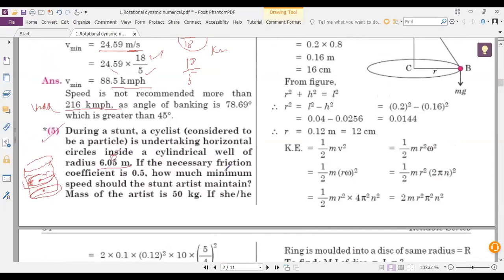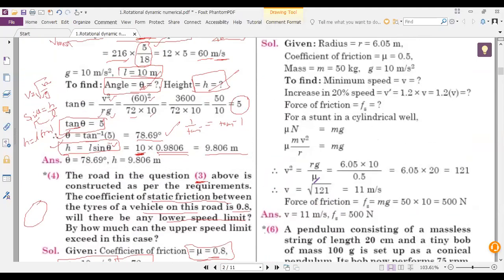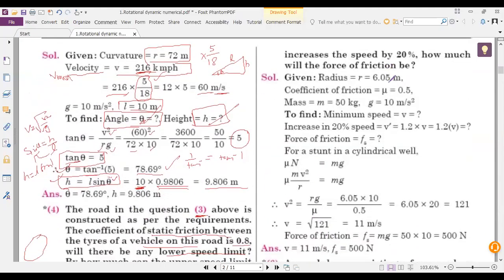If the necessary friction coefficient is 0.5, mu s is given 0.5, how much minimum speed, what they are asking, minimum. कितनी मिनिमम स्पीड चाहिए जिससे साइक्लिस्ट घूम रहा है और नीचे ना गिरे, समझ में आया? अगर उसकी मिनिमम स्पीड उतनी नहीं रहेगी, वो कुएं में गिर जाएगा, एक्सीडेंट हो सकता है। वो मिनिमम स्पीड पता करनी है जिसमें the stunt artist maintains their speed. Mass of the artist is given, the mass is given 50, so m is given.